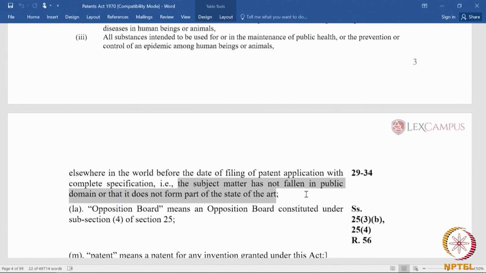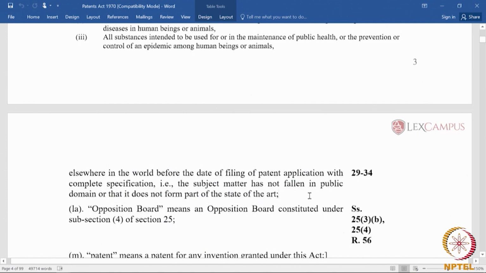Now, if something does not form a part of the state of the art, then it is new. If the subject matter has not fallen into the public domain, then again it is new or it satisfies novelty. So, when we phrase it in the negative, if something has fallen into the public domain, then it lacks novelty, or if something forms a part of the state of the art, it again lacks novelty. So, anticipation is the key ingredient for determining novelty, and the method by which it is done is either by looking at published documents or by looking at use in a particular country or the world at large.